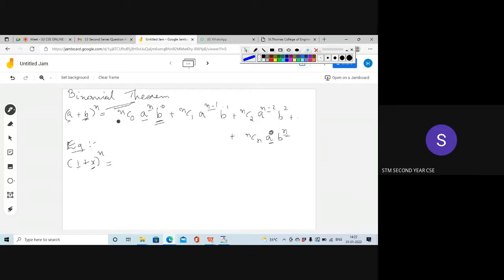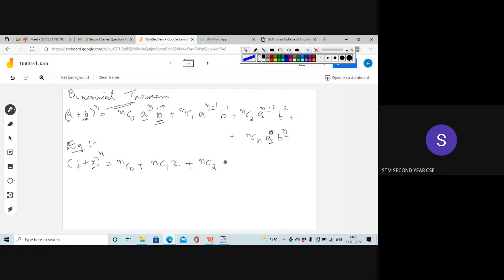So what will you get? You get nC0, a is 1, and b, any number raised to 0, is 1. So the first term is nC0, since a is 1, 1 raised to n is 1, and b raised to 0 is also 1. Plus nC1, a is 1, so 1 raised to n minus 1 is again 1, and b is x, so b raised to 1 is x.